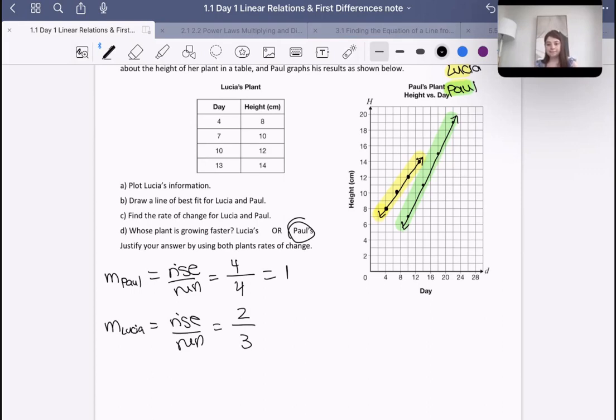All right. And it says justify your answer by using both plants' rates of change. Well, makes sense. We did. We said that the rate of change for Paul was 1, which is greater than Lucia's rate of change. So that is one reason why. The other reason is we can look at it on the graph as well and recognize that there too.